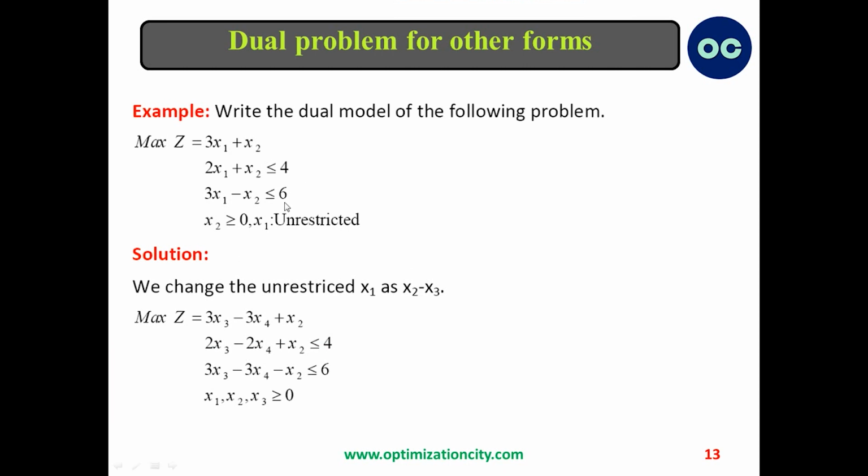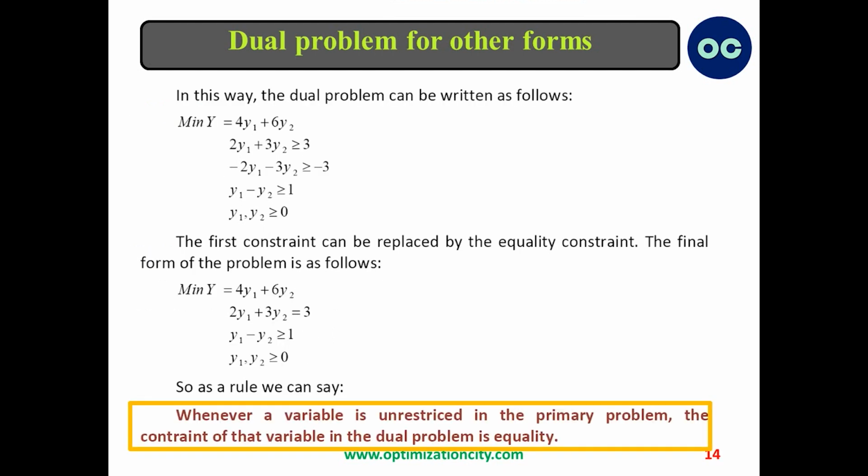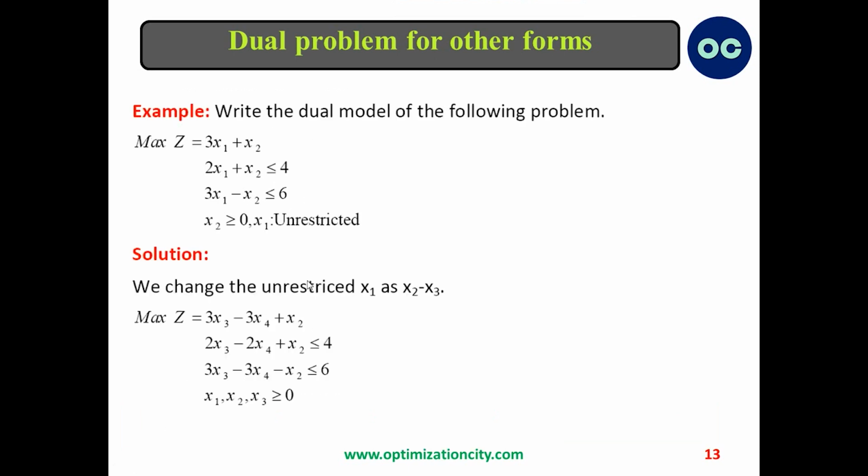To create the dual model, we make a substitution for the free variable x1. We express x1 as a difference between x2 and x3. So we just change x1 to x2 minus x3. By using the above approach, we can express the dual model as follows. The first two constraints can be changed. This is the dual model of this model.